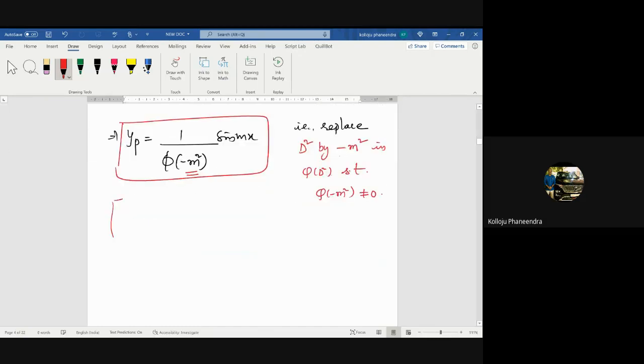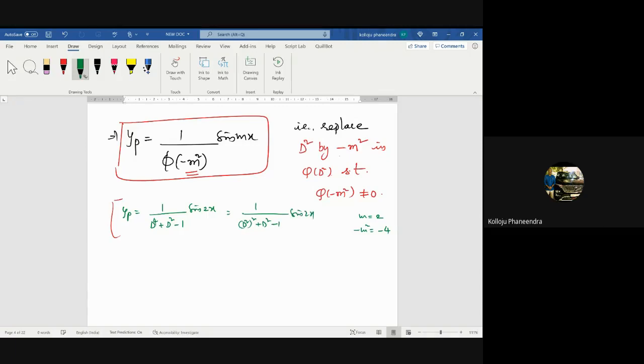For example, I will tell one part. yp equals 1 by, for example, d power 4 plus d square minus 1 into sine 2x. What is m here? I'm giving m value 2. So minus m square value is how much? Minus 4. So what I have to do? 1 by, I can write this as d square whole square plus d square minus 1, sine 2x.